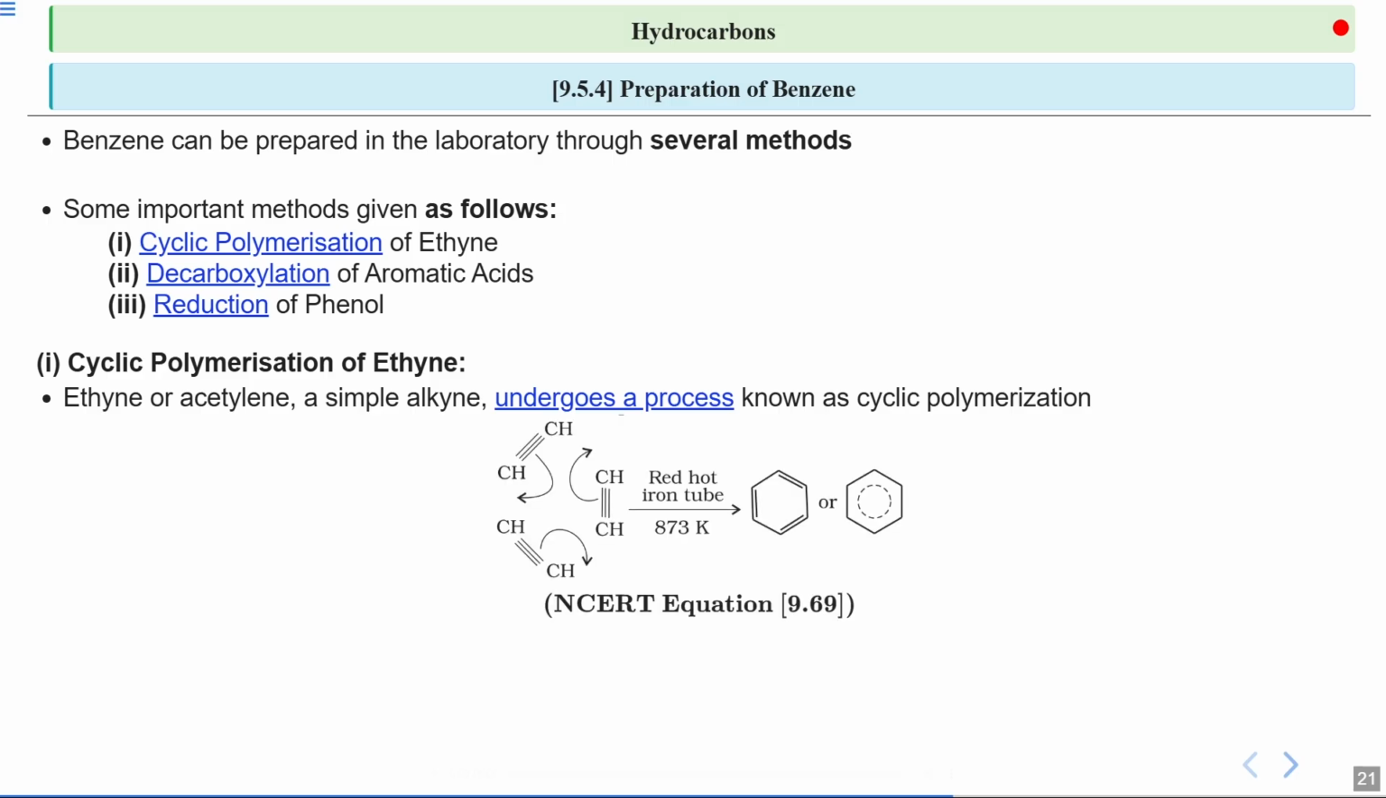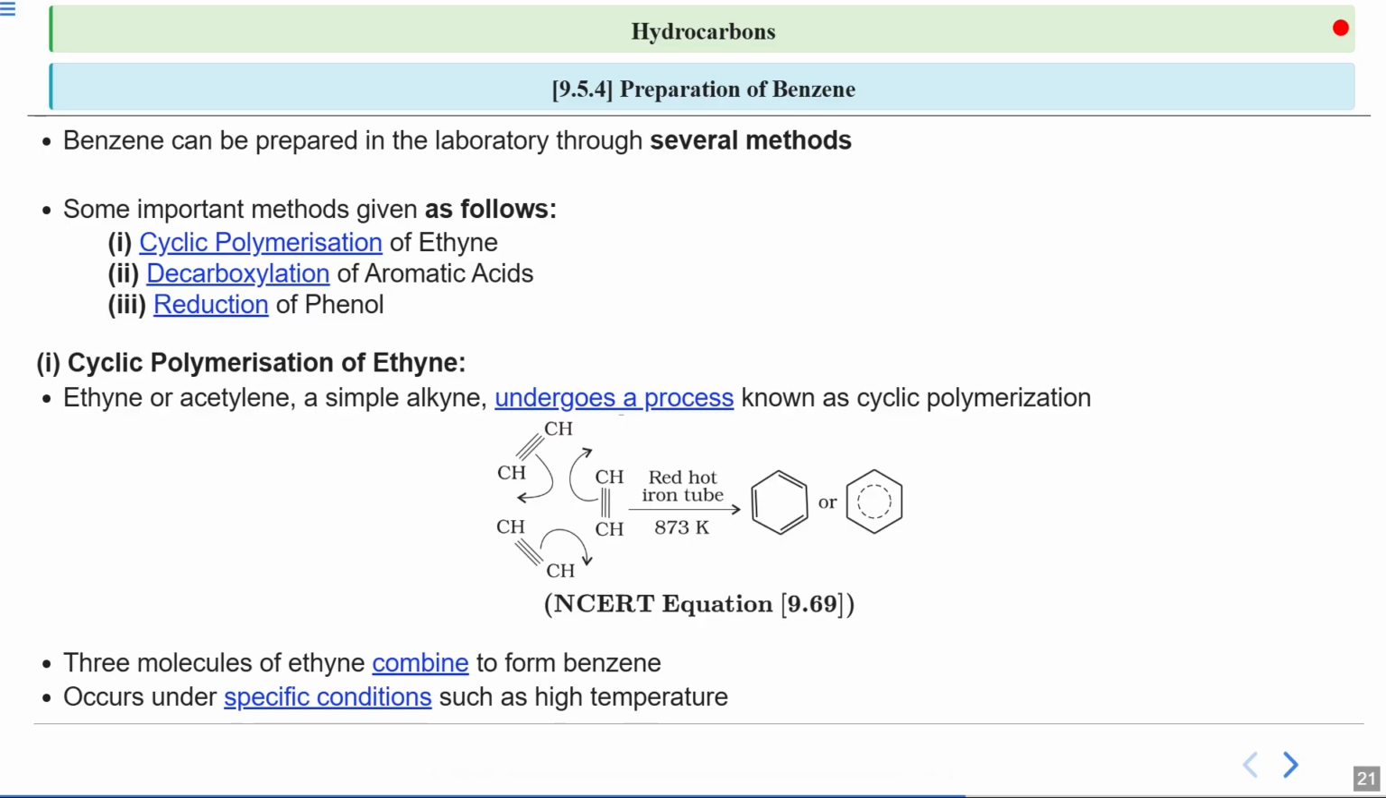So here you can see the chemical reaction. Three molecules of ethyne combine together to form one molecule of benzene in the presence of a red hot iron tube at 873 Kelvin temperature. Atoms are rearranged to create a 6-membered ring of benzene. To summarize this reaction, three ethyne molecules join together to make one molecule of benzene. This shows us how multiple molecules can combine to form a larger, more complex structure.